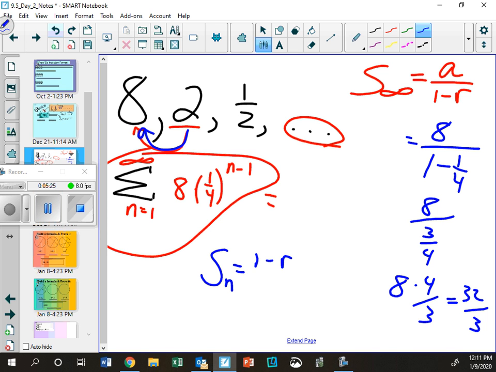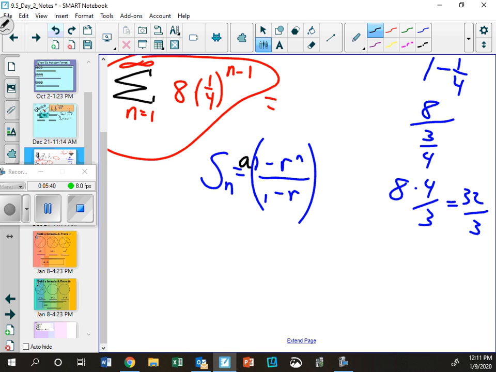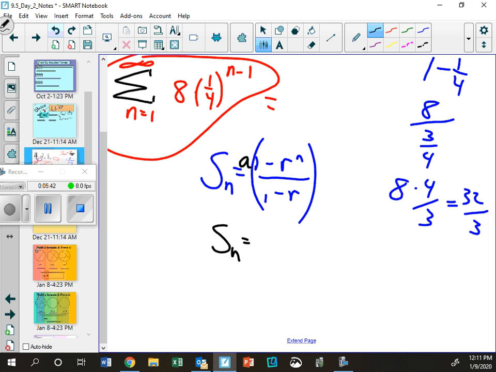1 minus r to the n over 1 minus r. But what else does it depend on? Think about it. A. Very good. So I need to throw in an a right here. Starting amount, of course, matters. So in this case, that would be a, which was 8, 1 minus r, which was 1/4, to the n, which was 4. I had 4 terms. All over 1 minus 1/4.